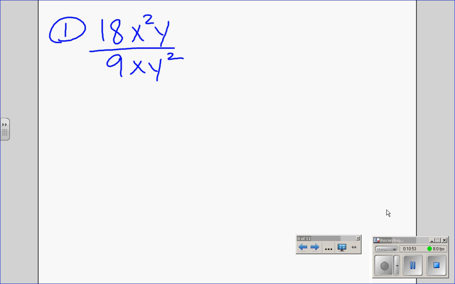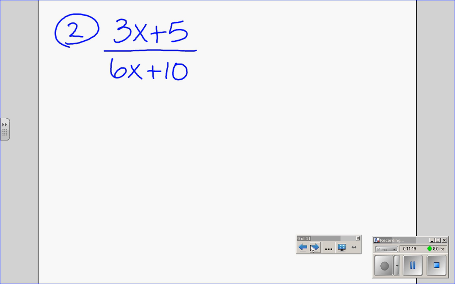Number 1, 18 divided by 9 is 2. You've got x squared on the top, x on the bottom. When you subtract the exponents, you get a 1. But there are more x's on the top, so you write your answer on the top. Y is opposite, there are more on the bottom, so your answer will go on the bottom.